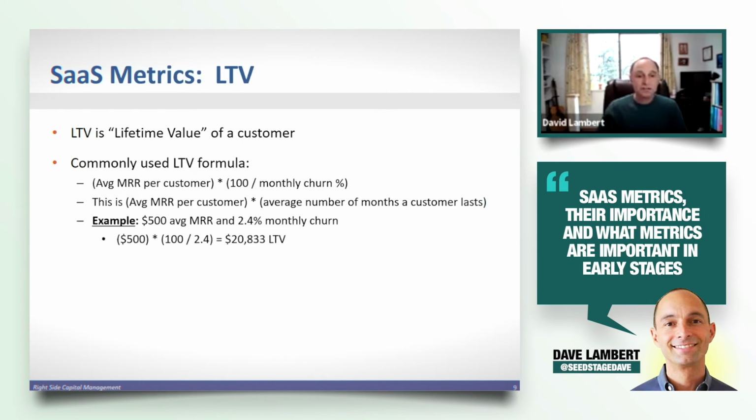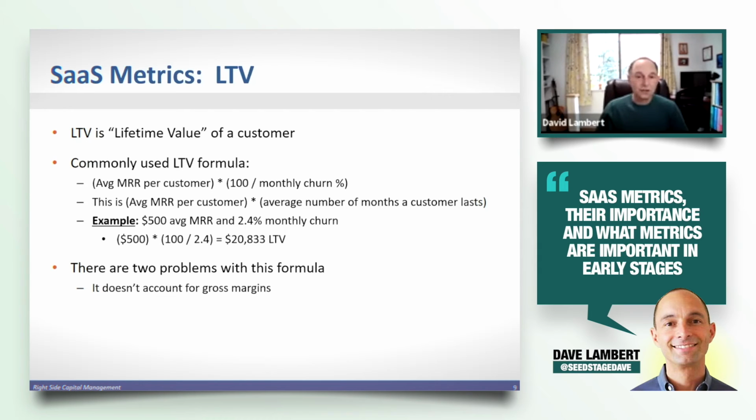It's $500 times 100 divided by 2.4. Your LTV is a little under $21,000 per customer. There are actually two problems with this formula that I listed above, and this is the formula that most people use for calculating LTV. The first is it doesn't account for gross margins.